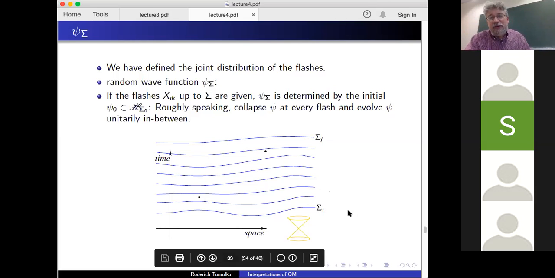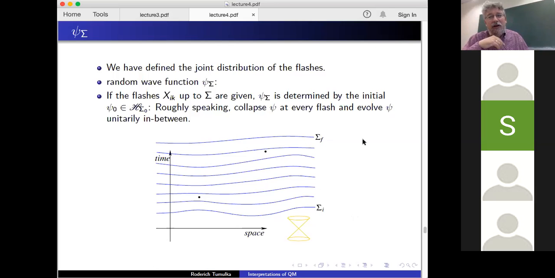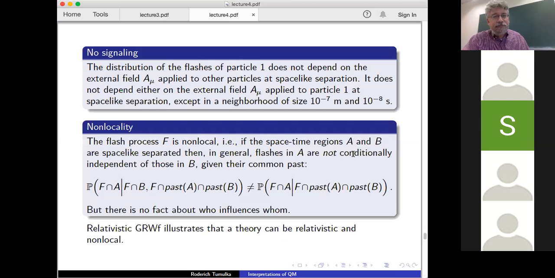Then it turns out the resulting wave function on this final surface doesn't depend on how you chose the surfaces in between. So you can also define a random wave function for every space-like hypersurface. You can prove a no-signaling theorem. You can easily check that the theory is actually non-local.